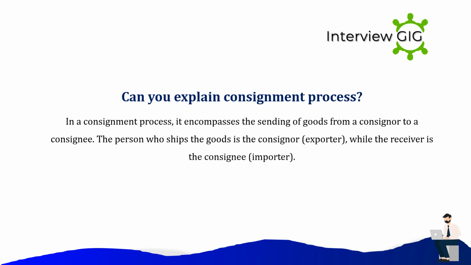Can you explain the consignment process? The consignment process encompasses the sending of goods from a consignor to a consignee. The person who ships the goods is the consignor, the exporter, while the receiver is the consignee, the importer.